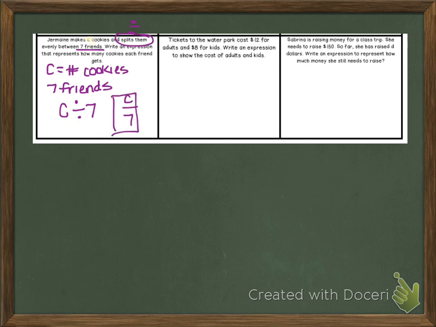Okay, the next one says tickets to the water park cost $12. What costs $12? Tickets. For who? Adults. So it is $12 for adults. Remember, notes are important, so this must be on your notes. And what does the word and mean? We said that it means addition. It costs $8 for kids. How much does it cost for kids? $8. Okay, so we pulled out some important information. Write an expression for the cost of adults and kids.